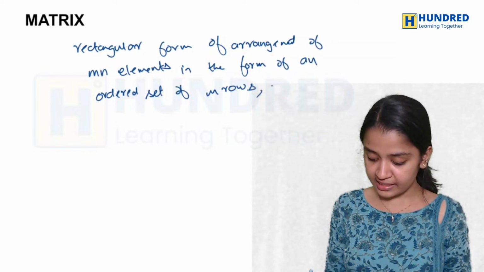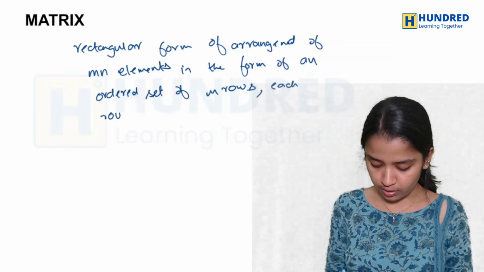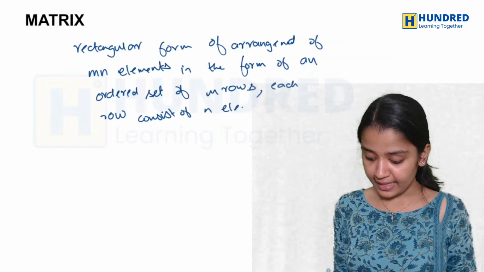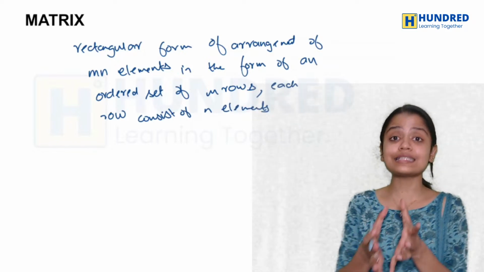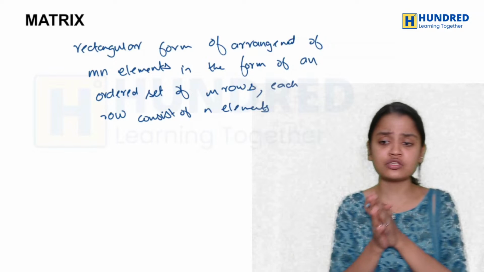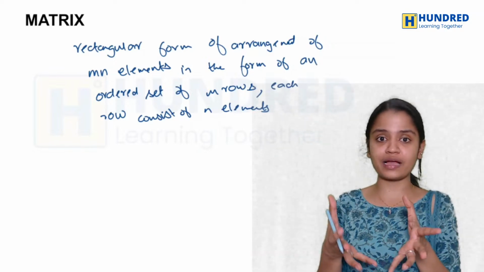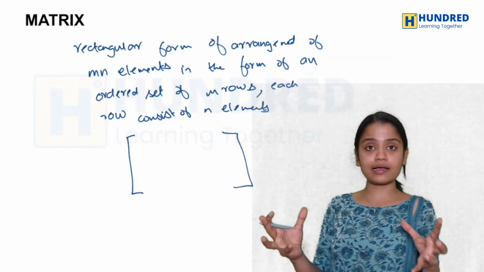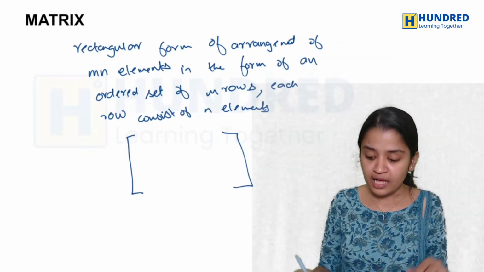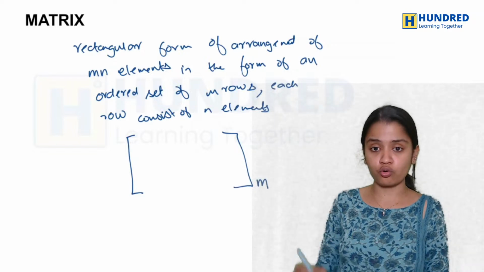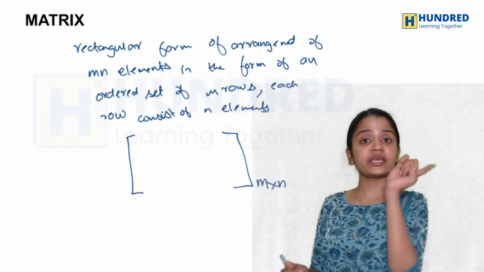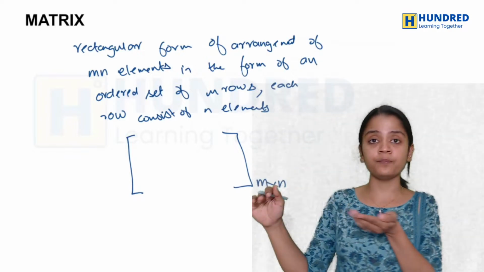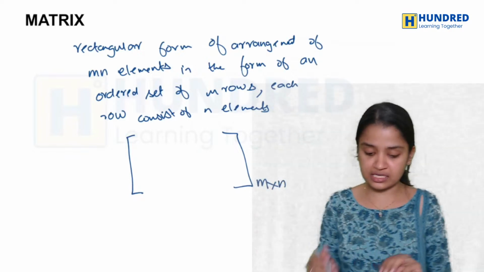M rows and each row consists of n elements. Okay, so this is the matrix definition. You need not memorize the definition as such, just remember that you will have a rectangular kind of arrangement with m rows and n columns. Each row has n elements, which means you will have n columns. So this is called a matrix.